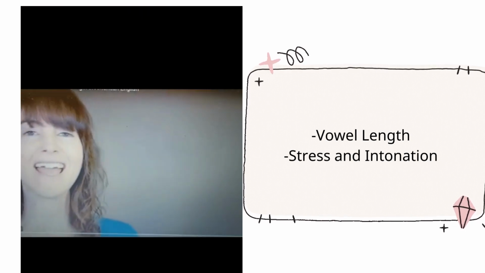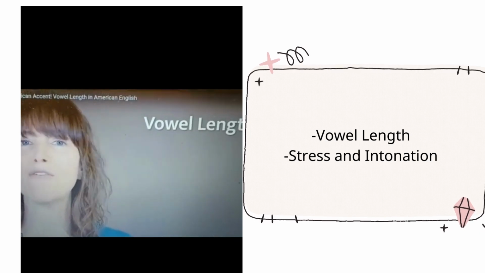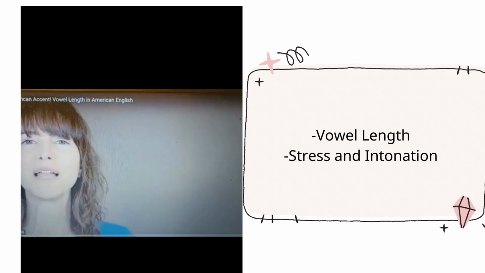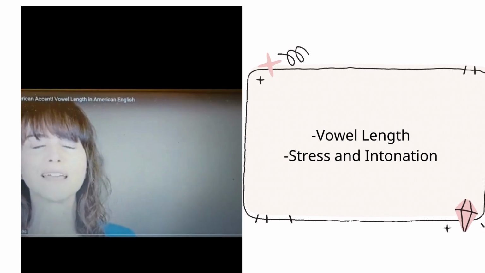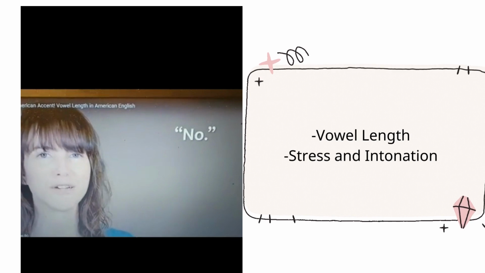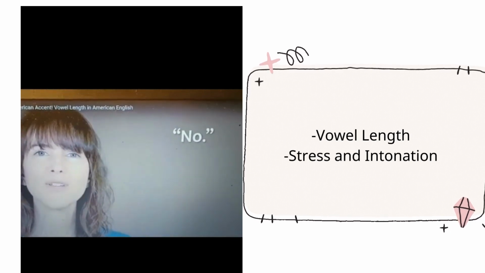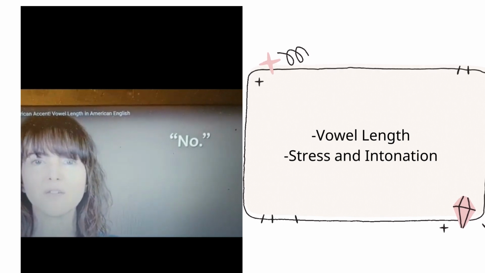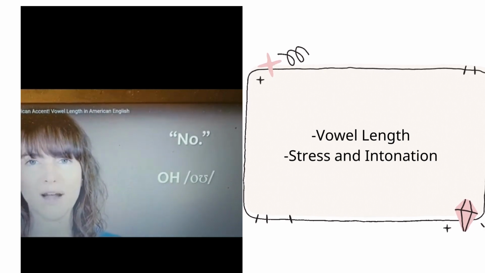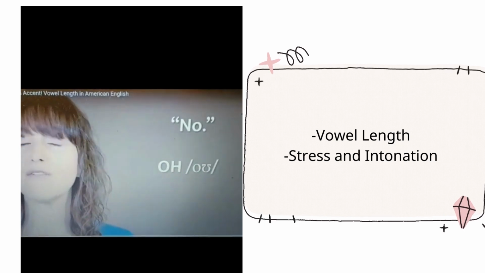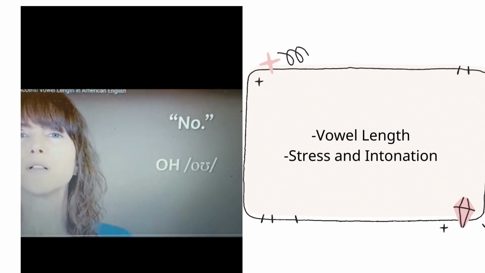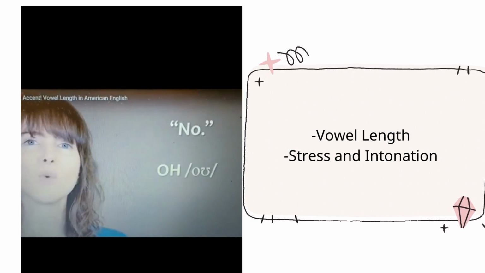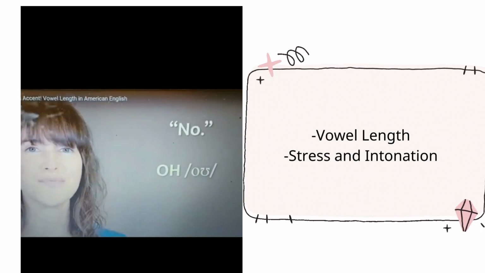And in this video, you'll learn about vowel length in American English. I'm going to play a short video of people saying the word no in American movies. I want you to listen to the way they pronounce the word no, and specifically the way they pronounce the O vowel. Some of them will say the vowel quickly, and others will hold out the vowel for a really long time. Listen and see what you notice about the word no.